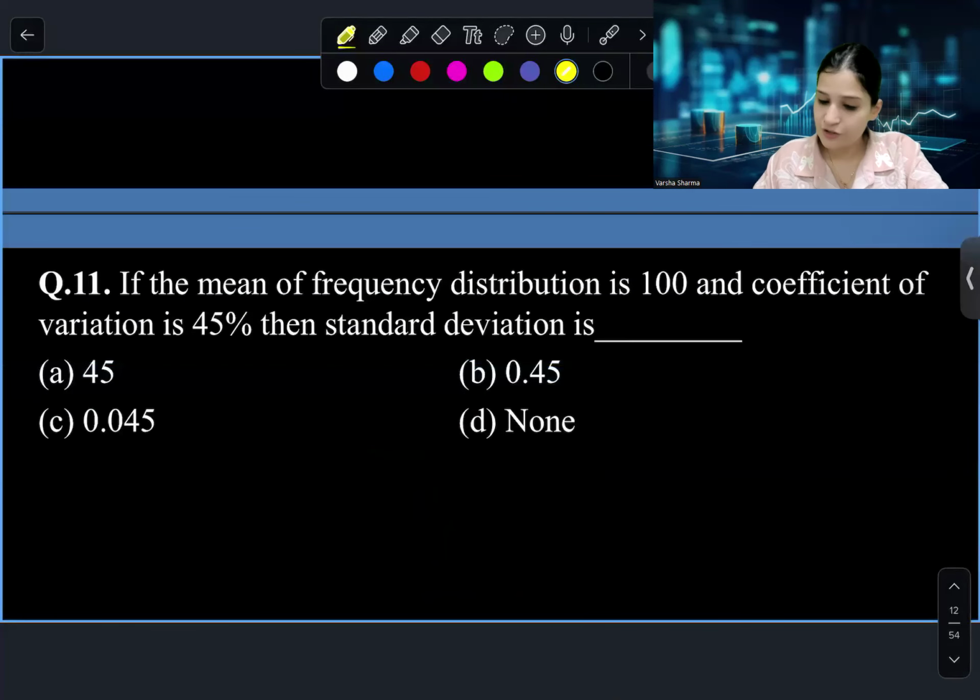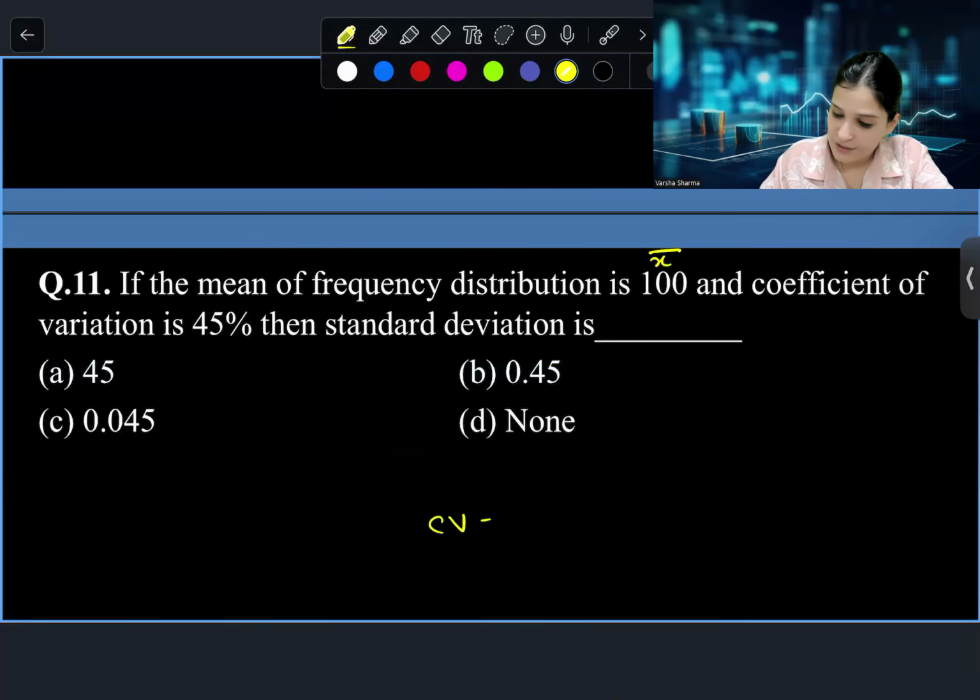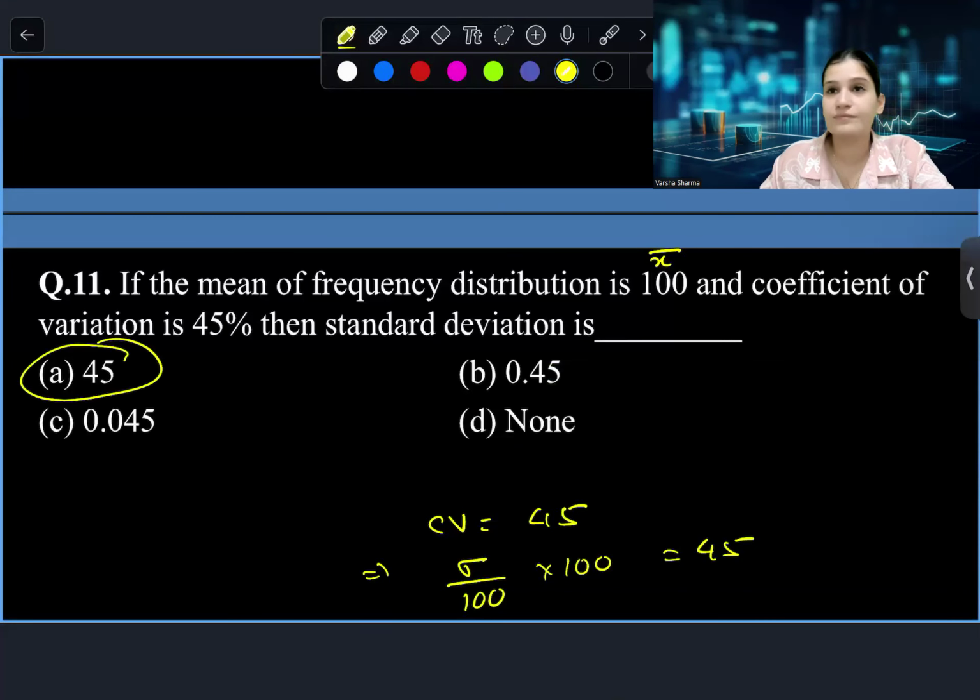If the mean of the frequency distribution is 100, this is x bar, and CV is 45. CV is standard deviation by mean into 100. This is 45. So standard deviation will also be 45. CV is a percentage.